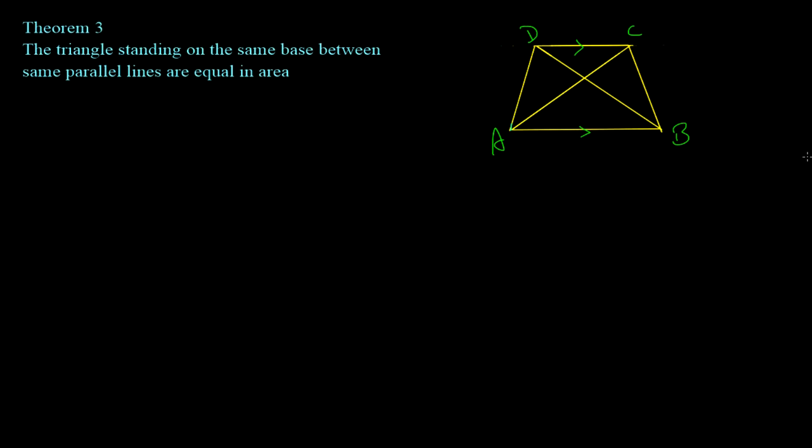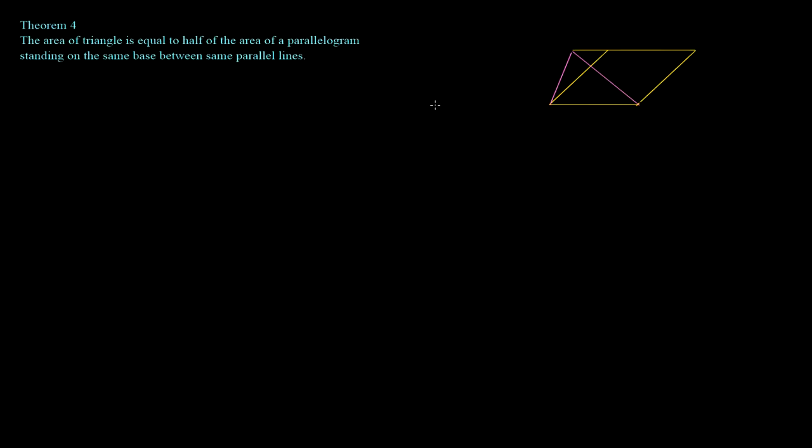And theorem 4 states that the area of a triangle is equal to half the area of a parallelogram standing on the same base between the same parallel lines. So first of all, let me write the name. ABCD is a parallelogram and ABE is a triangle. They are standing on the same base AB between the same parallel lines AB and EC.